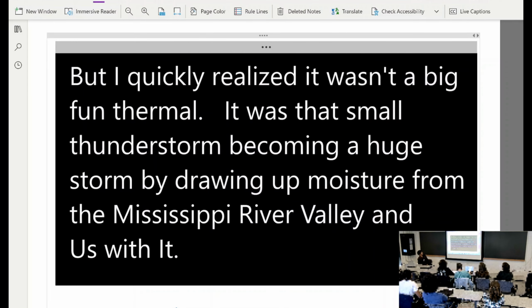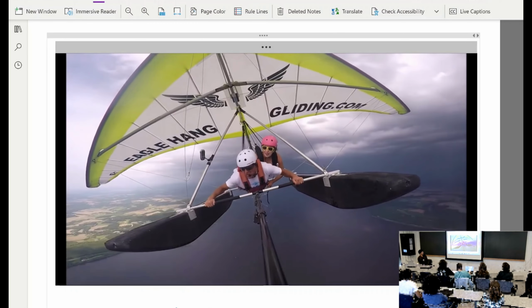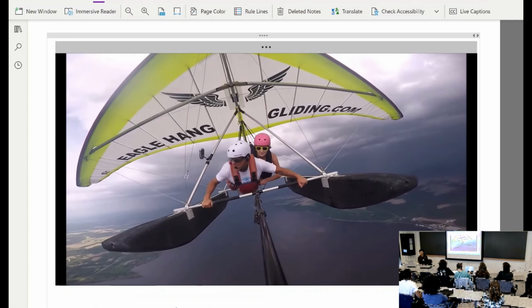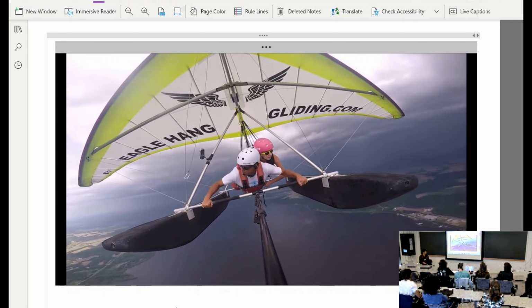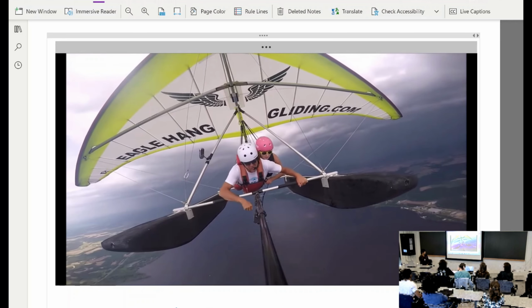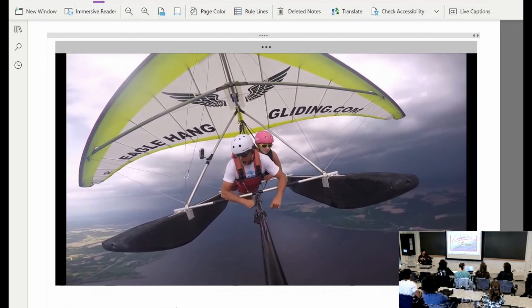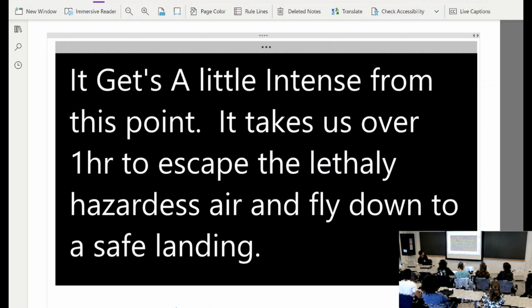Okay, so now it's a problem. It's not a fun thermal, it's actually a building thunderstorm. So this guy now looks worried, right? The primary job he has to do is to get down fast, right? Right now he is looking to see if he can glide to somewhere else that's not in the uplifting air. But soon he starts to realize this is too big to escape. Okay, so here, let's look at what he actually does, trying to get down fast.